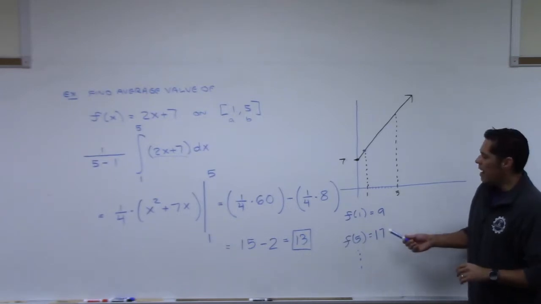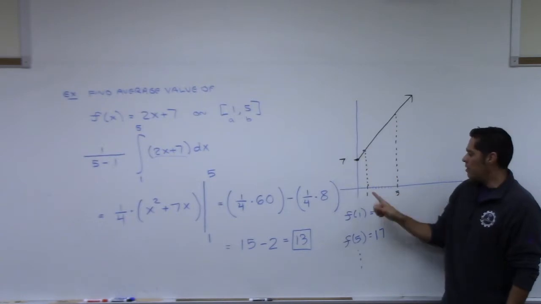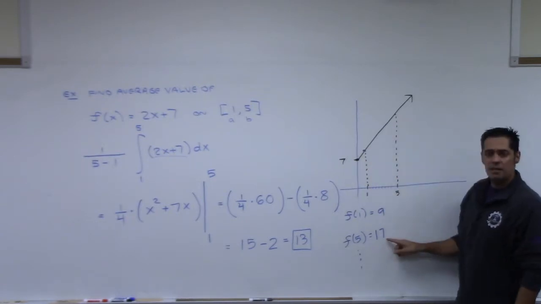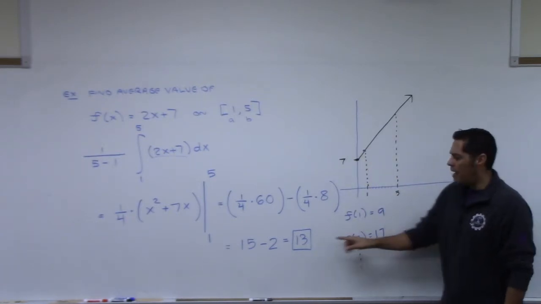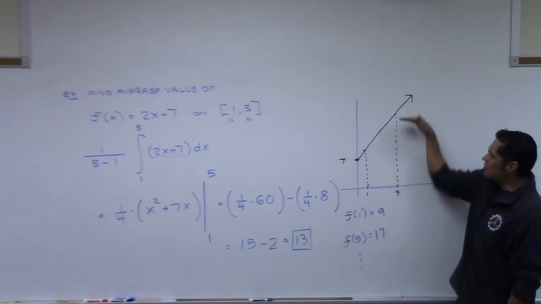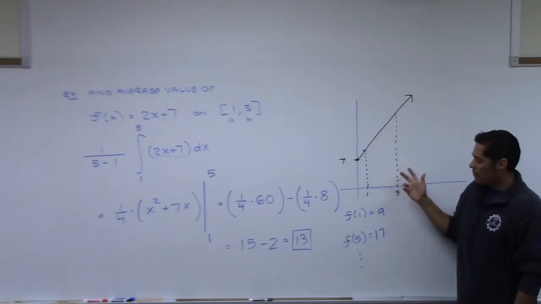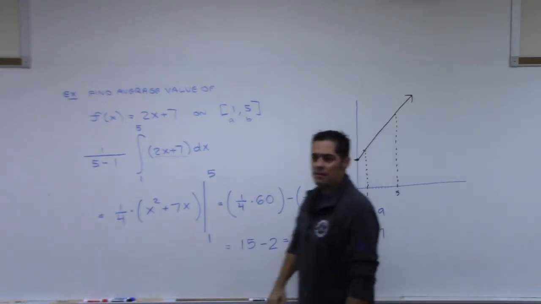Now look at this graph. Remember how we said that when you plugged in 1 you got 9, and when you plugged in 5 you got 17? Does it make sense that the average value of that function should be somewhere in between these two? I mean, if that's your highest point, that's your lowest point, then the average value's got to be somewhere in there. And so this is the average value of that function.